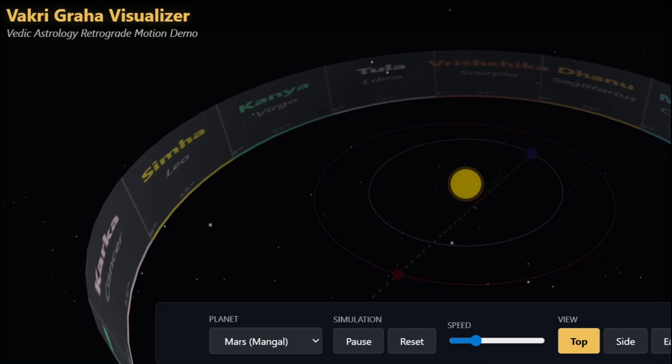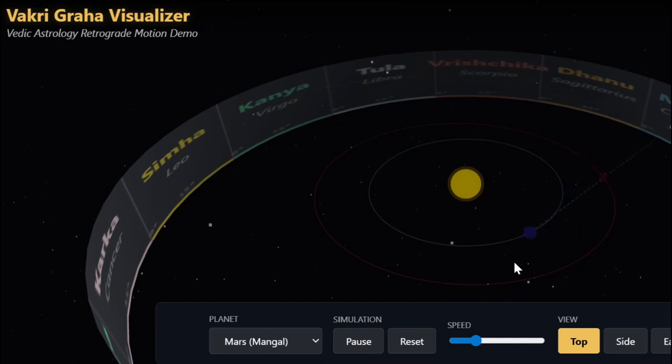Maybe you will understand. Now just check this white point. It was all direct. Okay, wait. Now here, check. See, you can see it has started moving backward. Now it has again started moving.